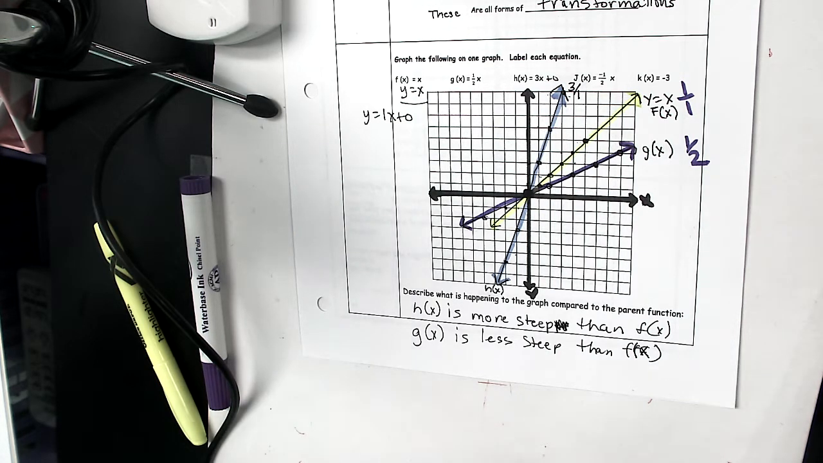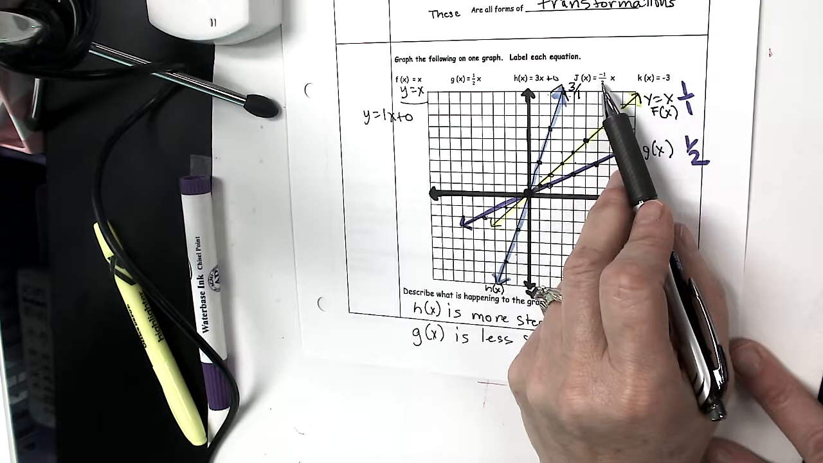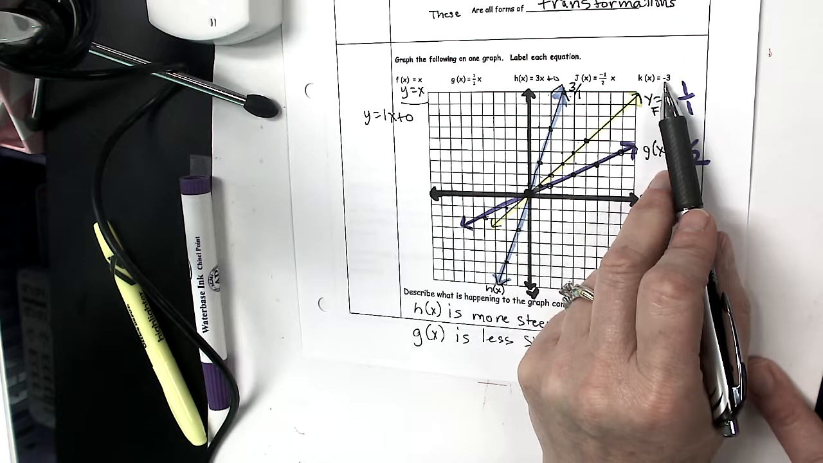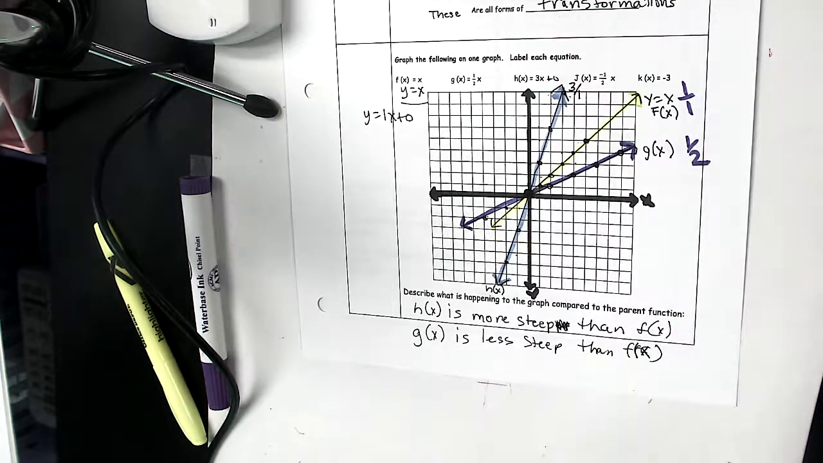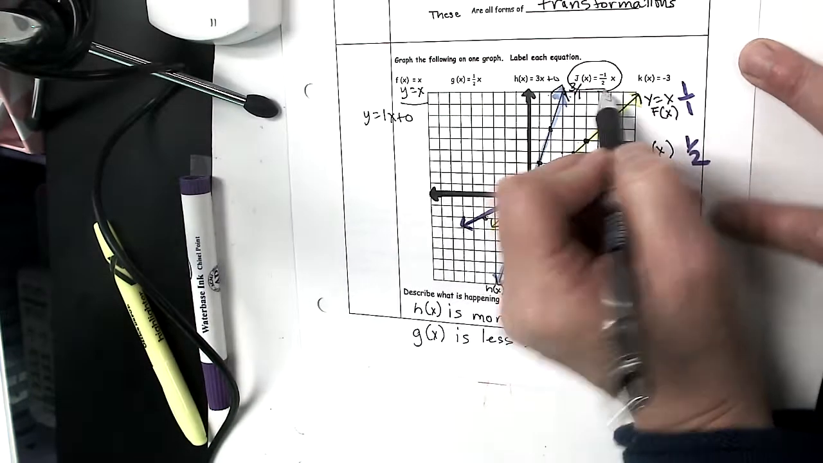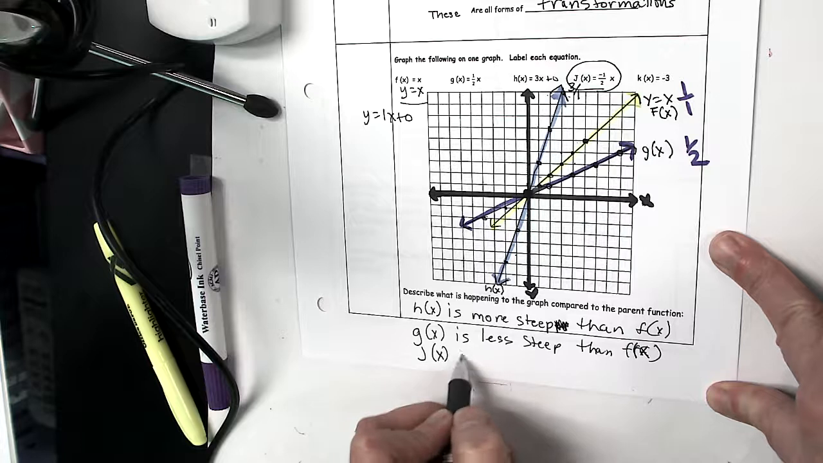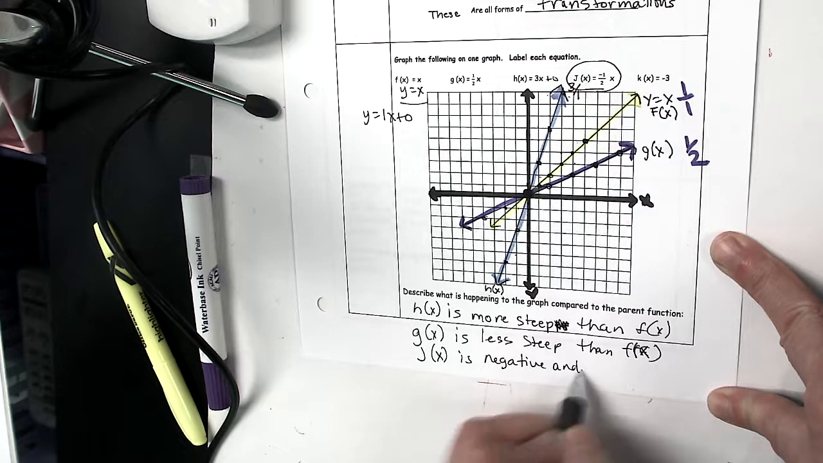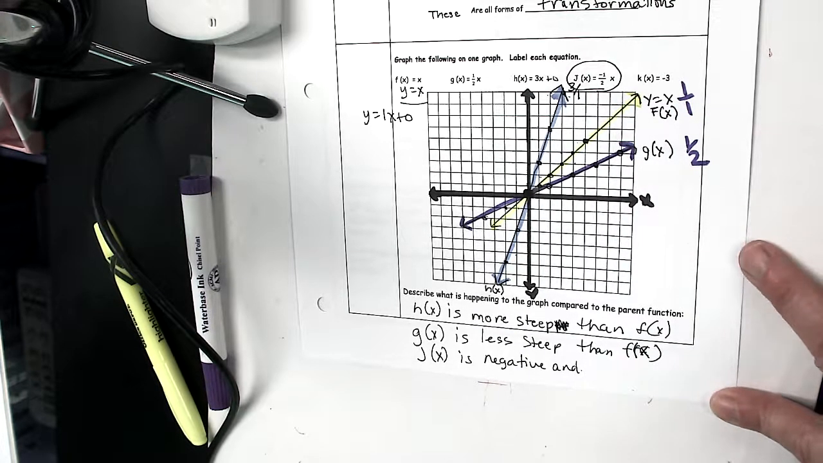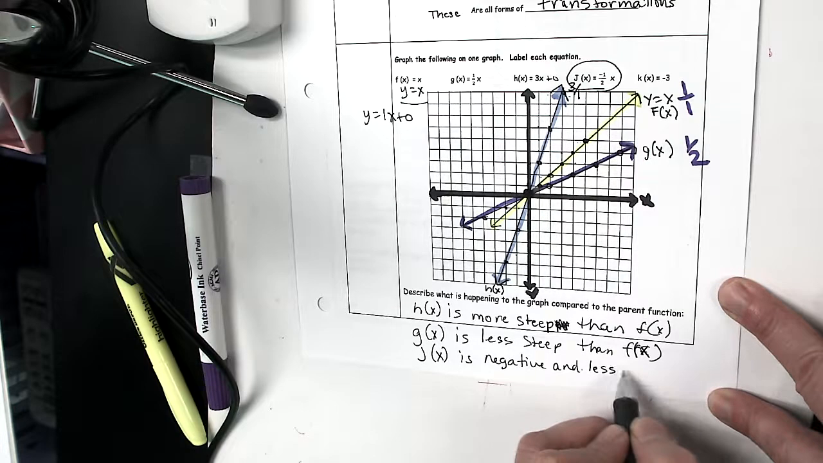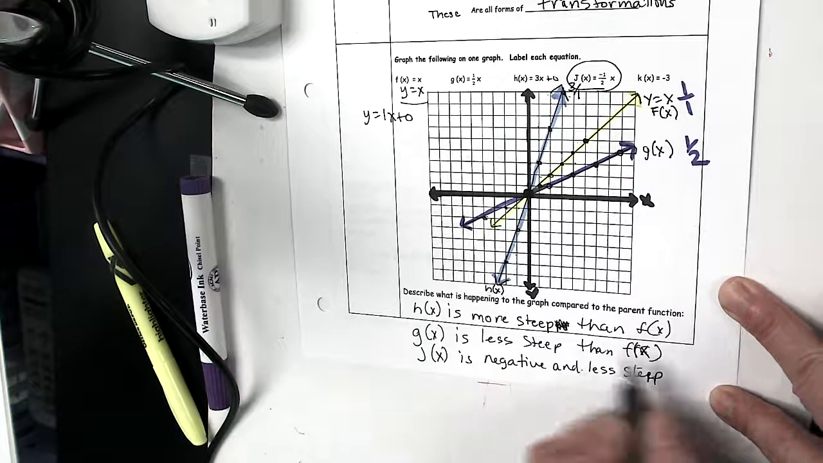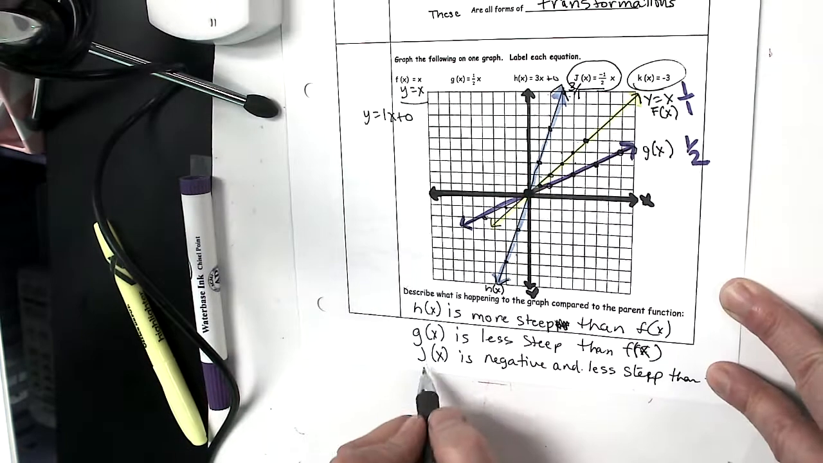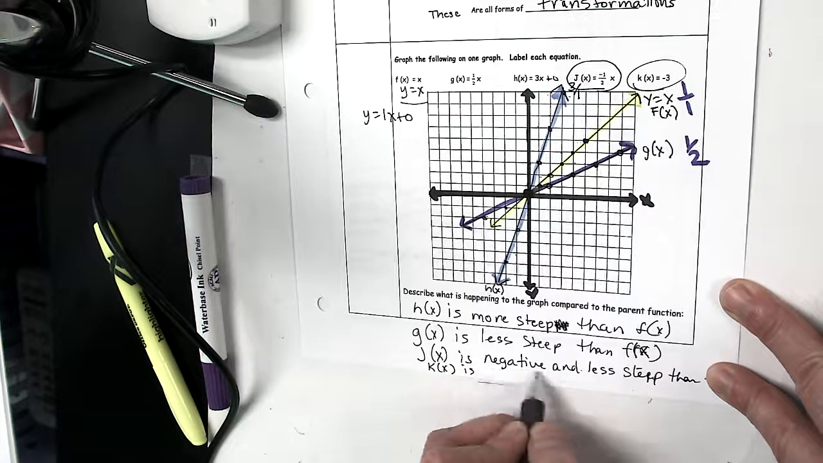So if I look at j of x, can I write j of x down as negative, and what? Less steep or more steep? Less steep. Yep, write it down. And then how about k of x? K of x is what? But it's also what? Negative, write it down. And what? Less steep or more steep? -3. More steep. That's supposed to have an x by it, by the way. And more steep.